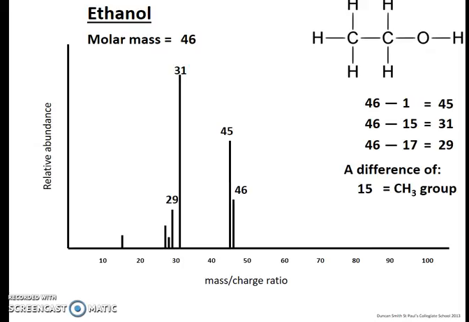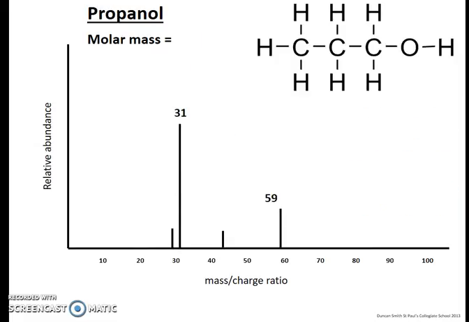And if we see a difference of 15 between the molecular ion peak and the next one down, that represents usually the loss of a methyl group, and a loss of 17 would be the loss of a hydroxyl group. So here we have our propanol, kind of similar. You can see there again that peak at 31, you can see a peak at 29, you can see a peak at 43, and you can see a peak at 59. So the molar mass is 60, which will give you your molecular ion peak.